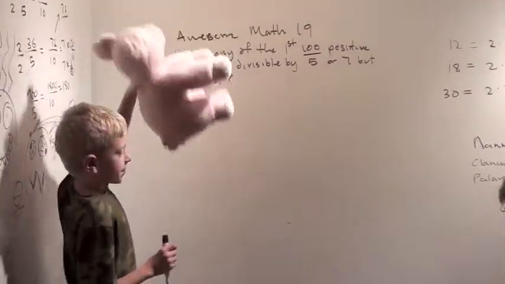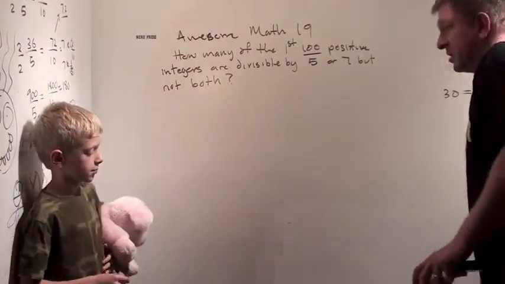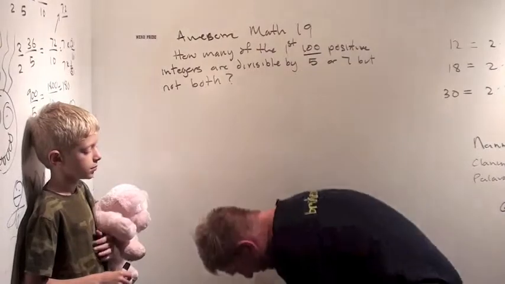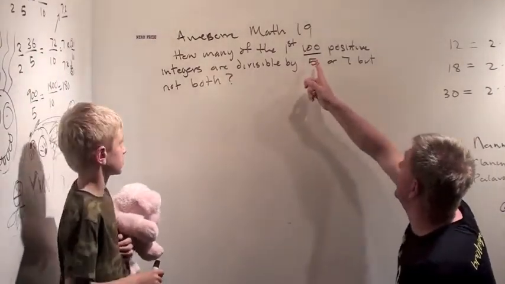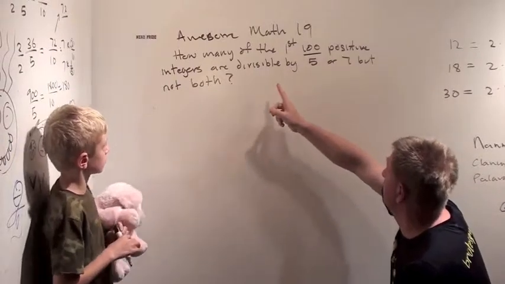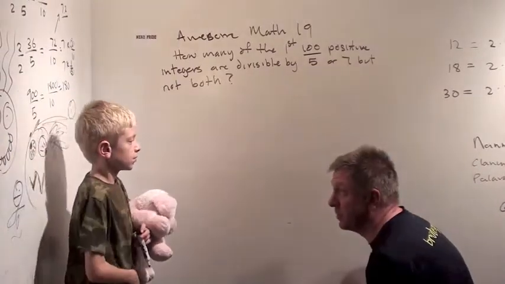Awesome Math number 19. So this problem I picked out as a challenge problem from the section we've been doing, where we've been talking about multiples and divisors and least common multiple. How many of the first 100 positive integers are divisible by 5 or 7 but not both?